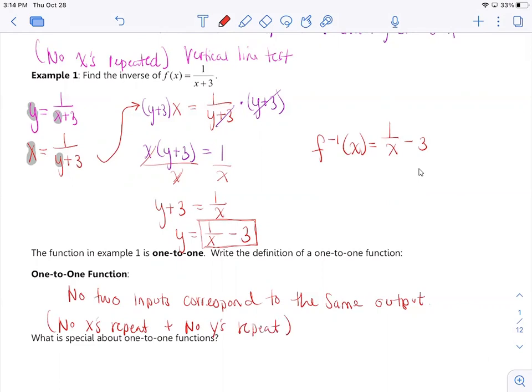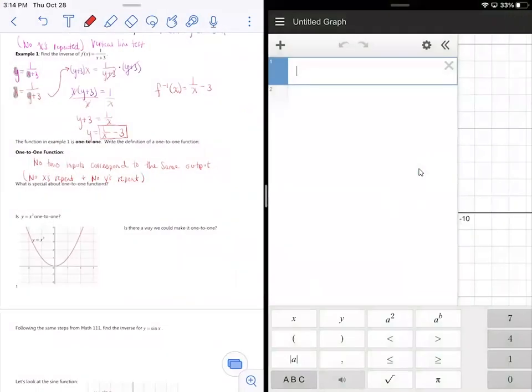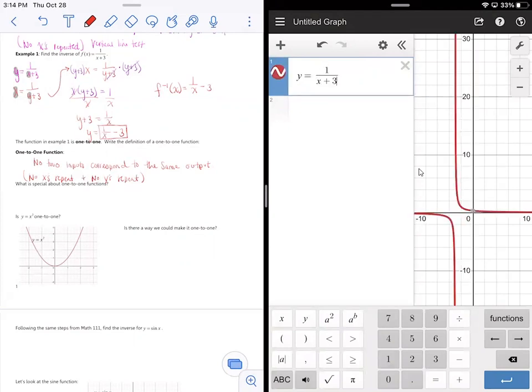Let's look at this visually. So let's pull up Desmos and put this in. Y equals, well, the original function was 1 divided by x plus 3.